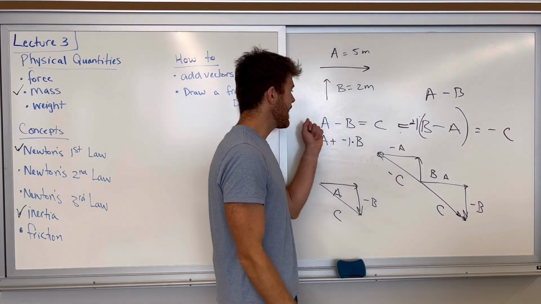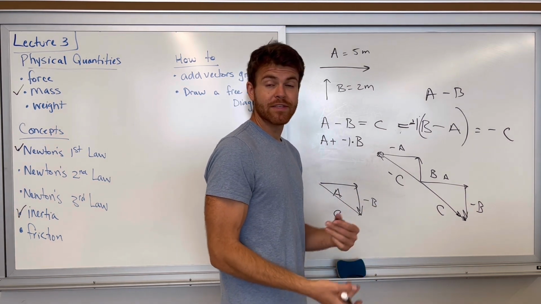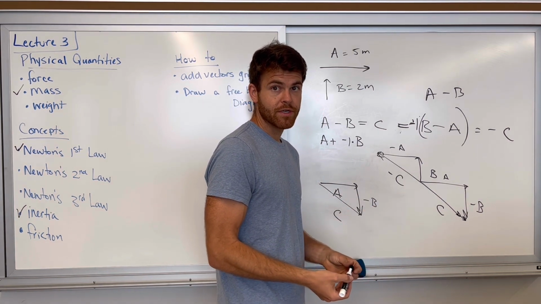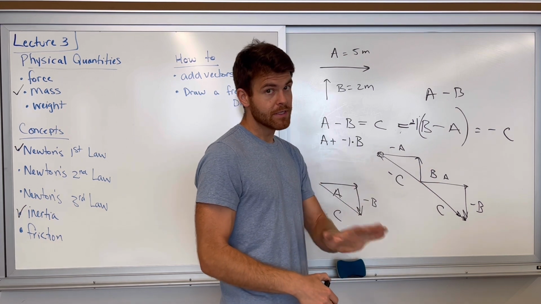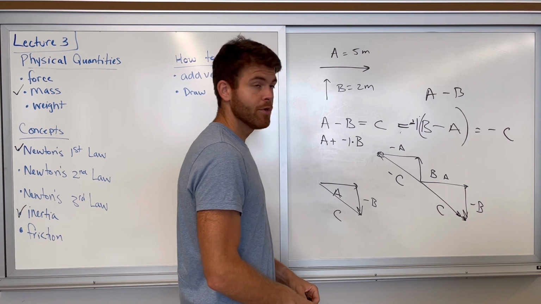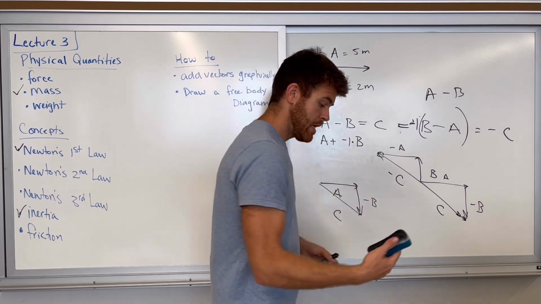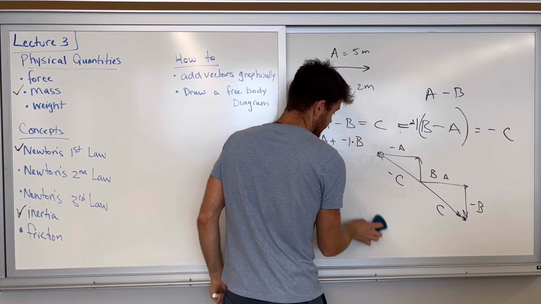But we cannot say A minus B equals B minus A. That doesn't work for vectors. That doesn't work with normal subtraction. So 5 minus 2 does not equal 2 minus 5. So subtraction is not commutative like addition. All right, so that's how we graphically add vectors, at least conceptually.